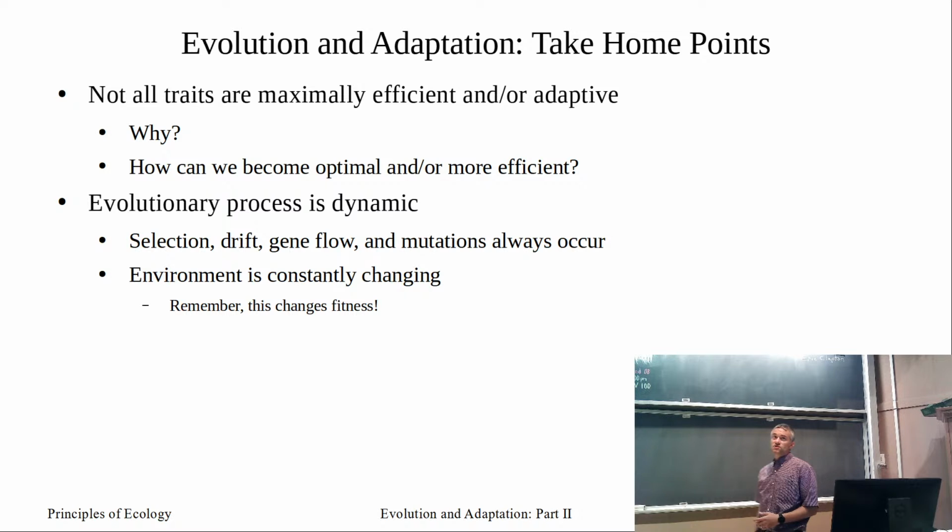Not only that, but our environment's always changing. And if our environment changes, so do our fitnesses, and that changes how selection is going to be acting. So, again, we've built in that whole contingency part of this class. Contingency in ecology: we need to know where we start to have a better idea of why we got there. A lot of times it's very difficult to identify that because of all of the unique variation in our environment.